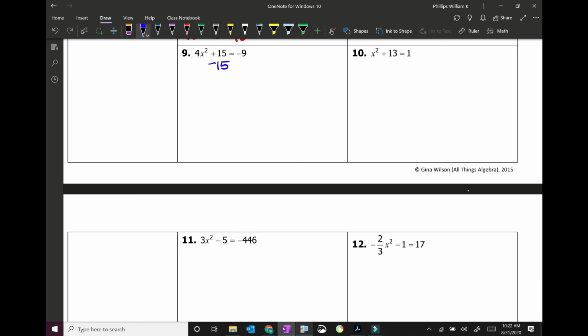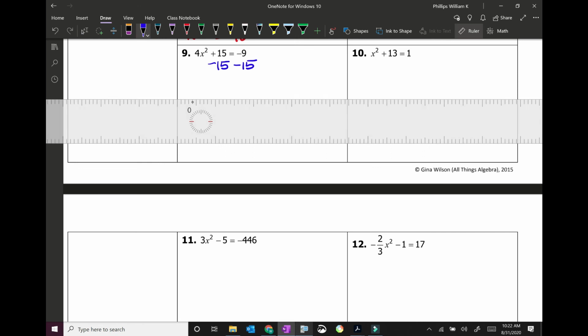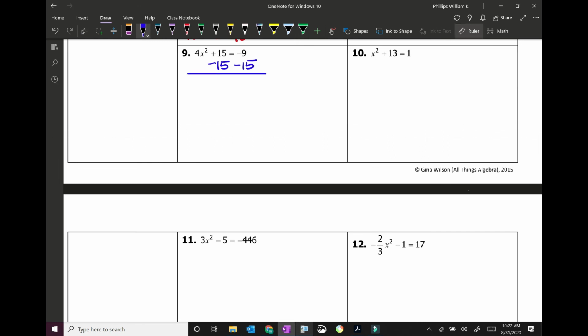So I'll start by isolating the x squared. So I will subtract 15 from each side. Now I have 4x squared equals negative 24. I'll isolate my x squared. I'll solve by taking the square root. Now the square root of 6 cannot simplify, so here I have plus or minus i times the square root of 6.